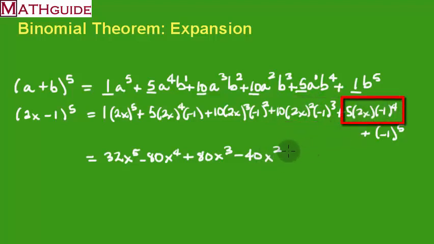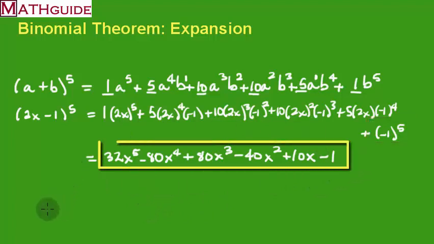Okay, let's do the next term. So the next term, I'm going to have negative 1 to the 4th. That's a positive value. And I'm going to just have 2 times 5. And that's going to be the x there. Okay, and the last term, I have negative 1 to the 5th. That's just plain old negative 1. And there you go. I just expanded this polynomial. This binomial I expanded to the 5th power, and there's the result.